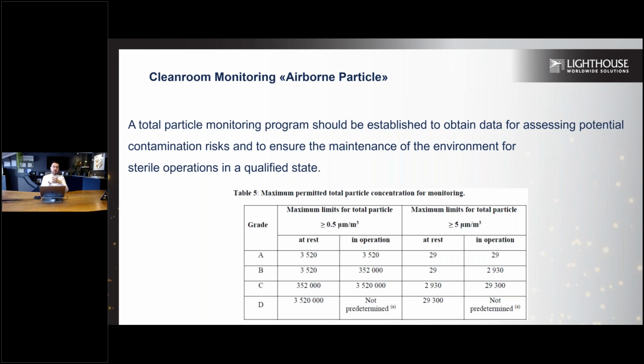And for grade B, the room grade B monitoring should be in place no matter whether you are manufacturing powder or a regular sterile liquid filling line. Still, you need to have the grade B monitoring system in place. Again, for grade D, in operation is not predetermined, but if you need to define any limits for grade D, you should describe it in your contamination control strategy document.